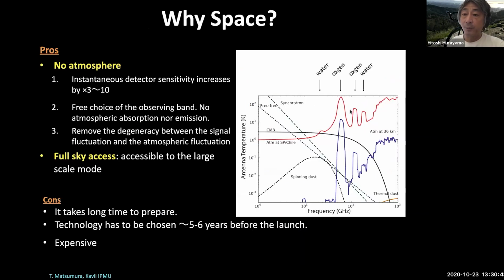And there are many reasons why you do want to go to space, again, because of atmospheric disturbances. You see the spectrum of the radio wave from the atmosphere on the Chilean site. This is something you would like to avoid, compared to the signal of the CMB down here. So you don't have access to the entire range of frequencies if you're doing CMB observation on the ground. And these things are, of course, gone once you go to space.